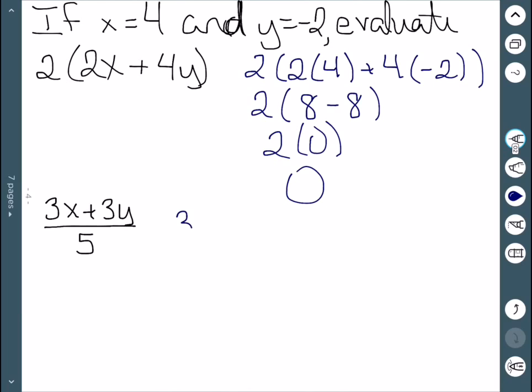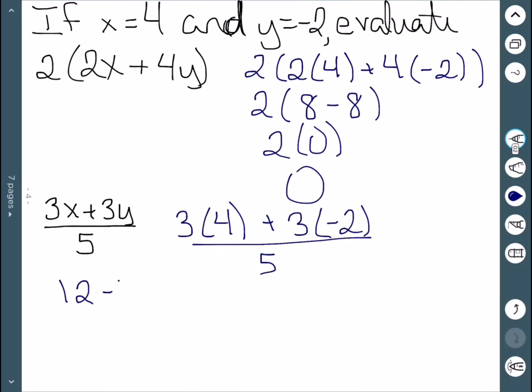Our final one, 3 times x, which is 4, plus 3 times y, which is negative 2, over 5. So this is 12 minus 6 over 5, which is 6 over 5.